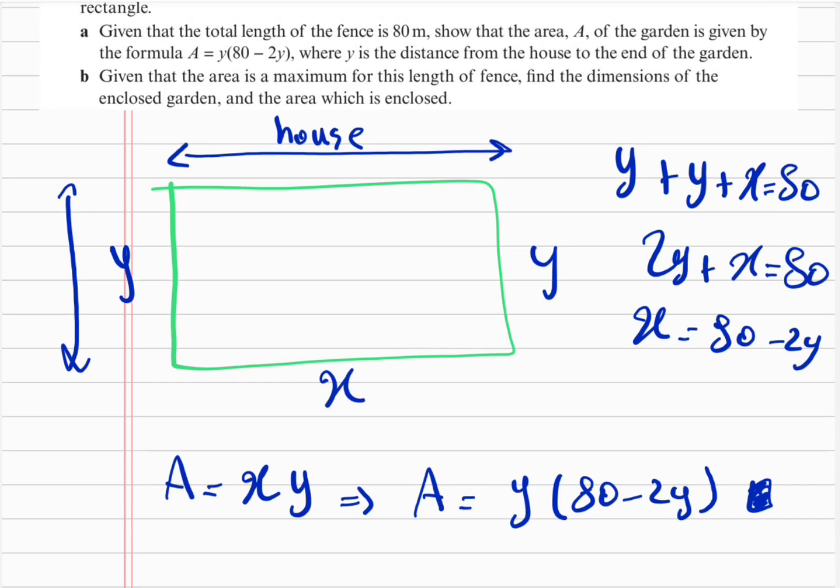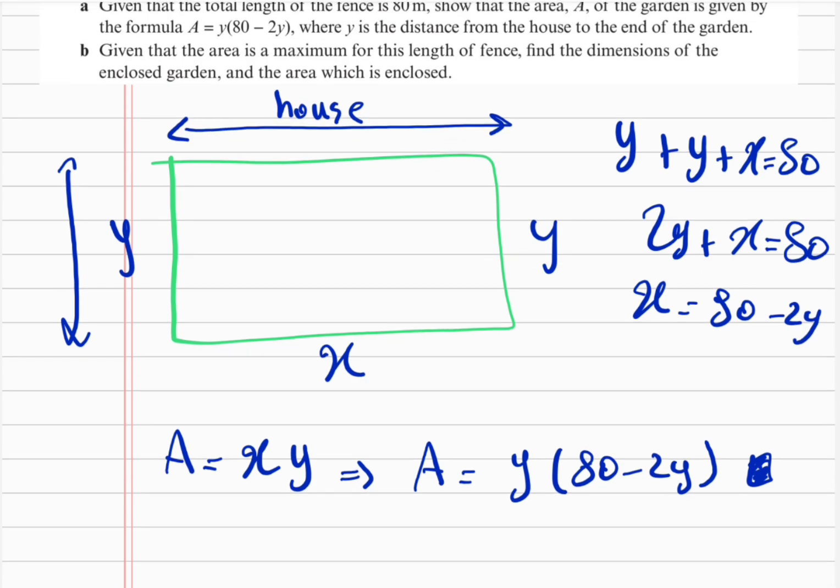And now in part B, which is the more interesting part, it says, given that the area is a maximum for this length of fence, find the dimensions of the enclosed garden and the area which is enclosed. So when it says the area is a maximum for this length, that's basically about optimization, which means if you differentiate the equation of the area and then find its maximum, then you can find the maximum area. So that's the idea here.